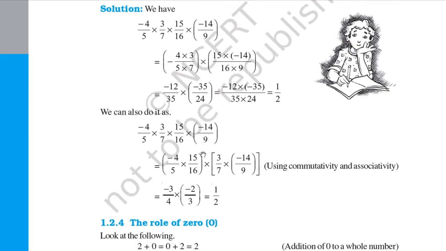You can do it like this also. They are using the commutative property and associative property here. You can see they have taken these two together and these two together and multiplied. It becomes a lot easier. These two get cancelled, so it becomes 3 by 4. And here also these two will get cancelled, this will become 2 and this will become 3. So it will become minus 2 by 3. So it will become 1 by 2. Very easy.